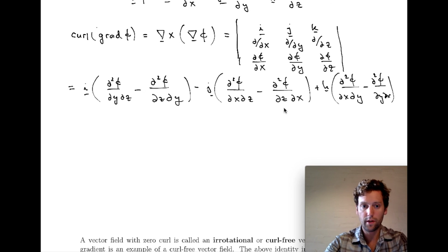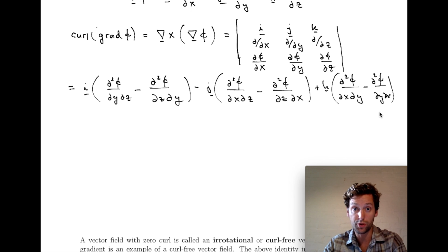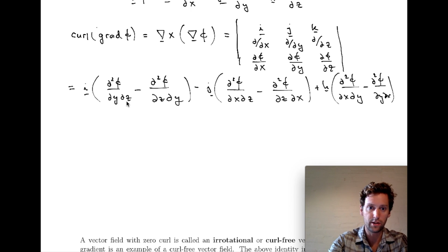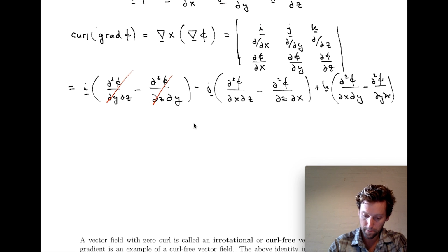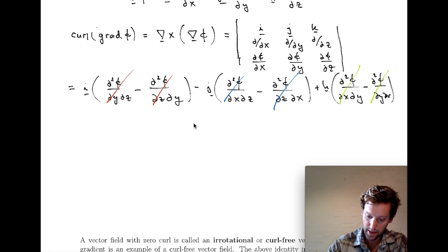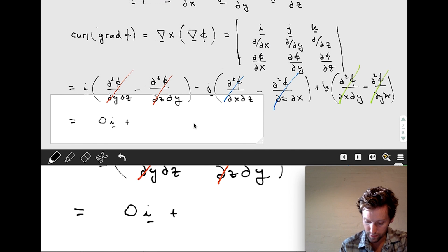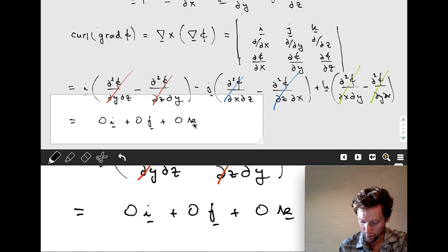So, you notice there that we've got a whole bunch of second order mixed derivatives, dy dz, dz dy, dx dz, dz dx, dx dy, dy dx. But we remember from the mixed derivative theorem that for pretty much all of the functions that we'll be interested in this course, the mixed derivatives give you the same thing, no matter what order you take the derivatives in. So I can do d squared phi dy dz or d squared phi dz dy. They'll give me the same thing, which means that these two terms will cancel. These two terms will cancel. And these two terms will cancel. So I get 0 in every component: 0i, 0j, 0k, or the 0 vector.